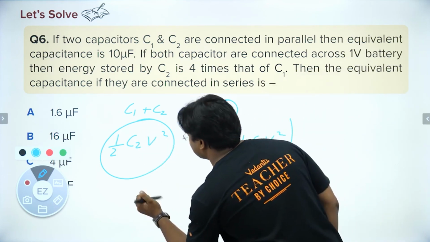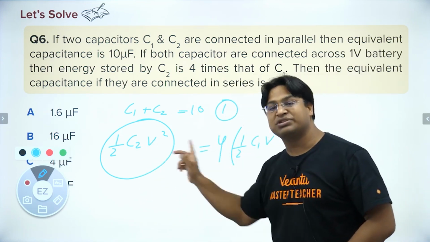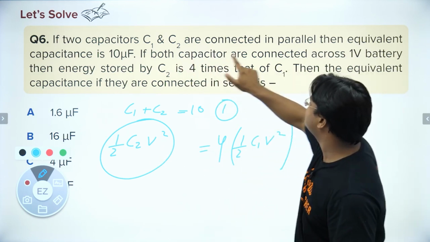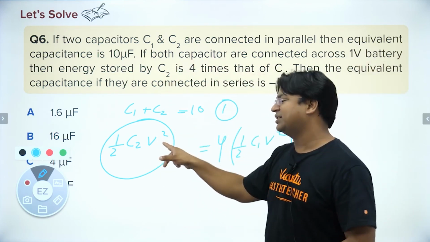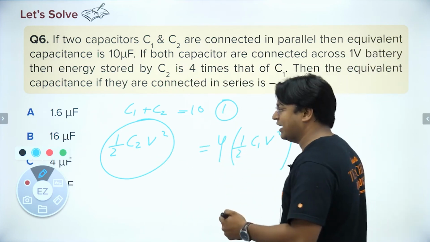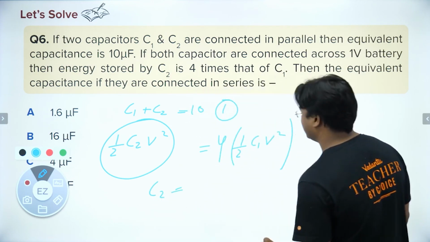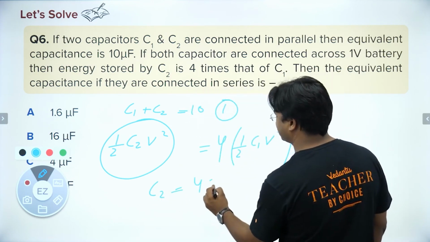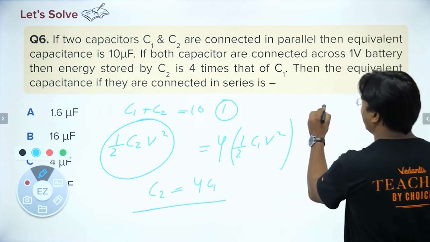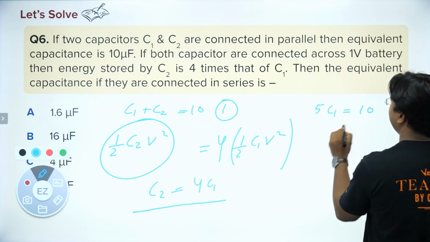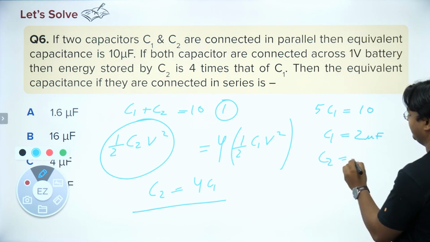Why have I used the same V here? I should explain that. Because the question says both capacitors are connected across a 1 volt battery. I haven't even considered the value; I have considered a battery of the same EMF, and I've indicated that EMF by V. So this basically tells us that C2 is equal to 4 times C1. If I put the value of C2 here, I end up getting 5 C1 as 10. So C1 is 2 microfarad, which obviously means that C2 will be 8 microfarad.